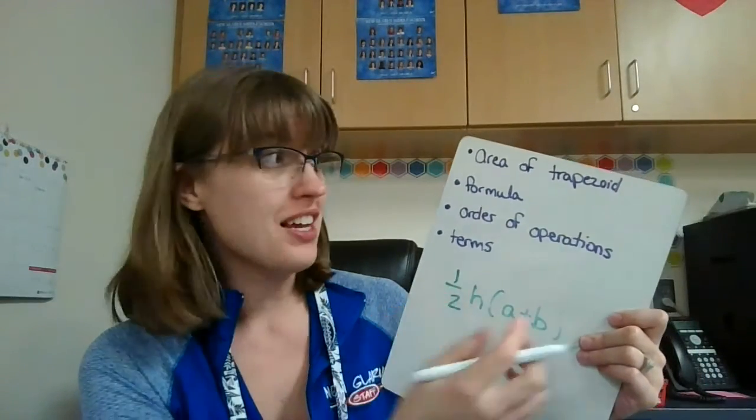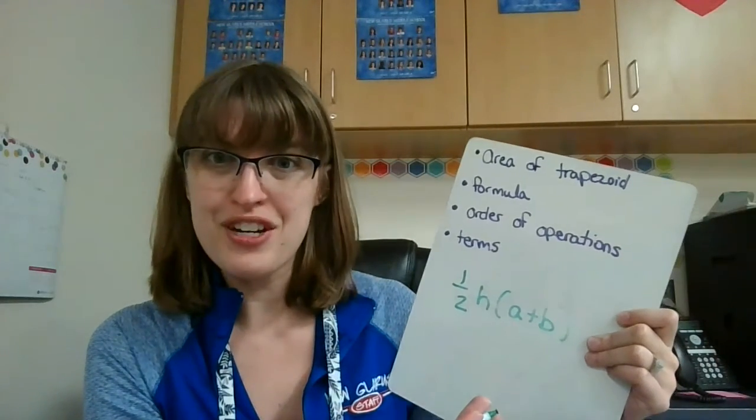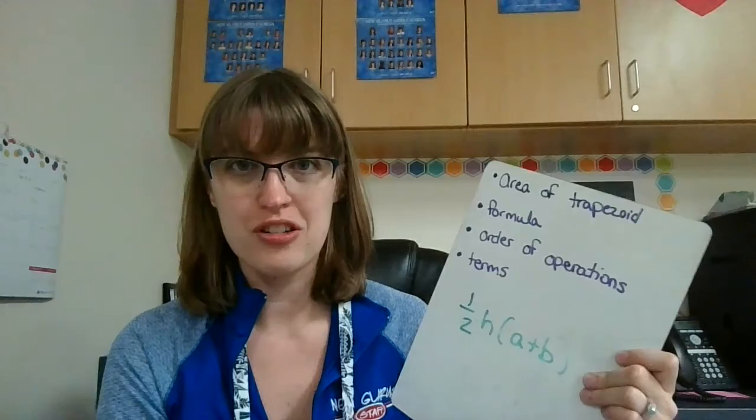So we did all 4 things: area of a trapezoid, formulas, order of operations practice, and we learned the word terms. This stuff is going to keep coming back up, so if you're not an expert now, it's okay. If you're super lost on something though, let me know so I can help.